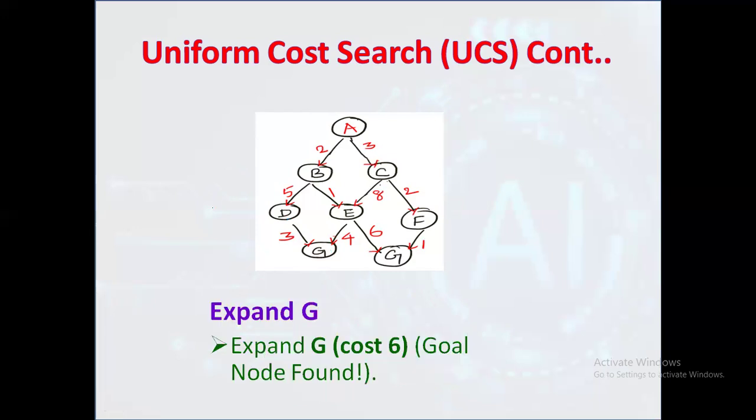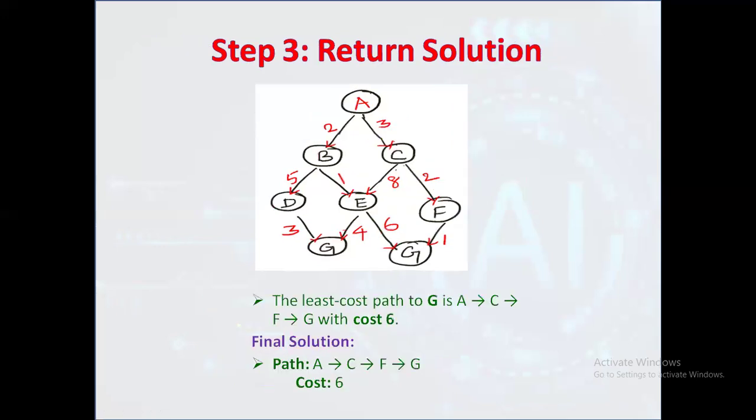If you are looking into the return, the goal node is found, and the solution path to G is A, C, F, G. See here, 3 plus 2 plus 1. So what is the cost? 6. So we are reaching the shortest path. The least cost path to G is A to C, C to F, F to G.